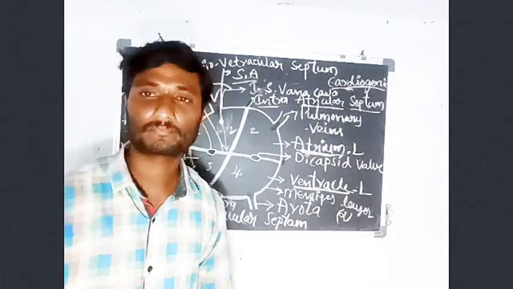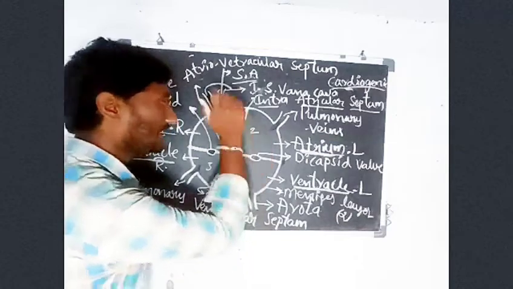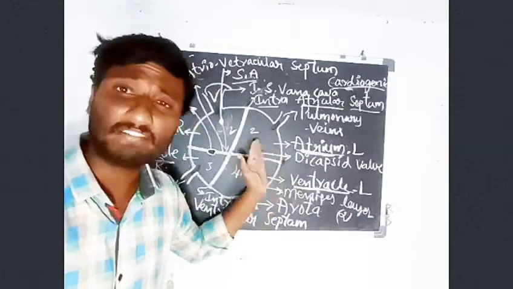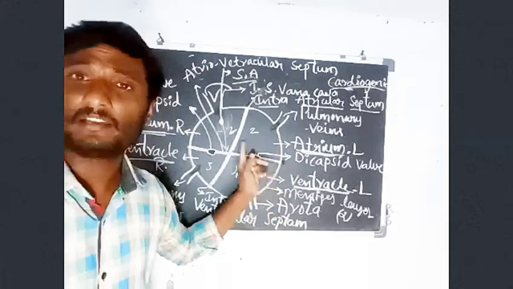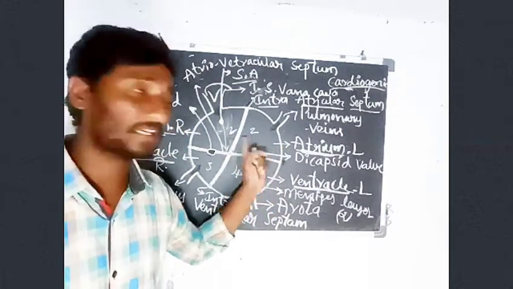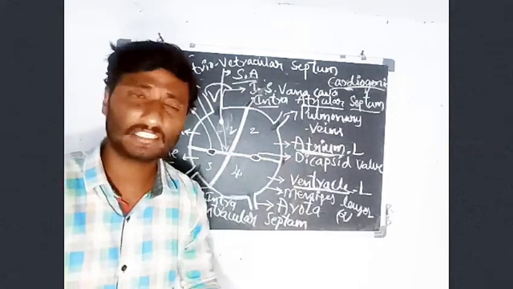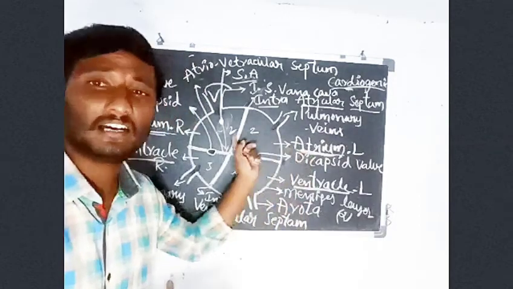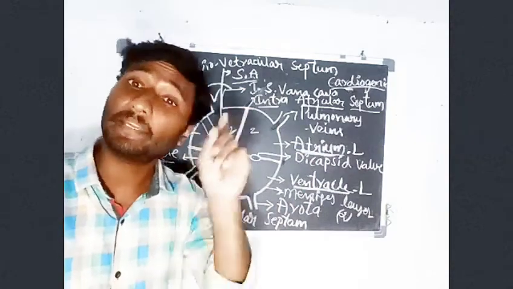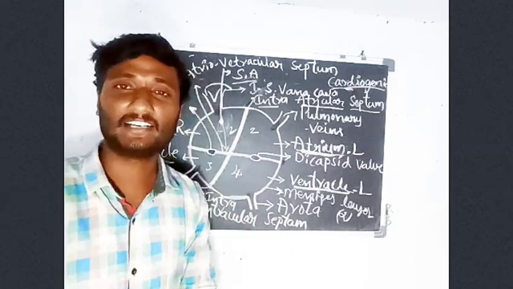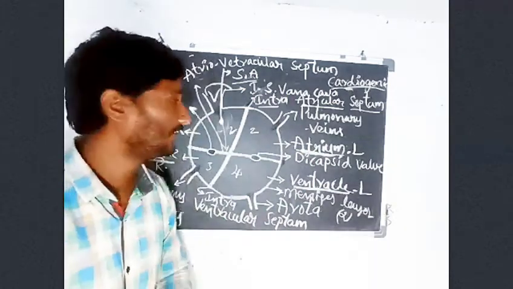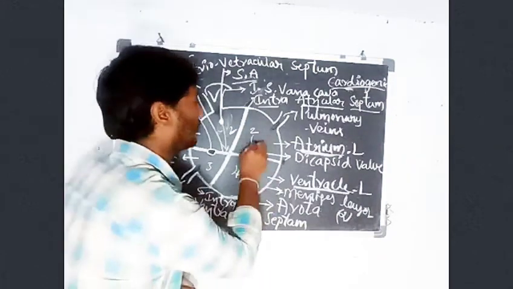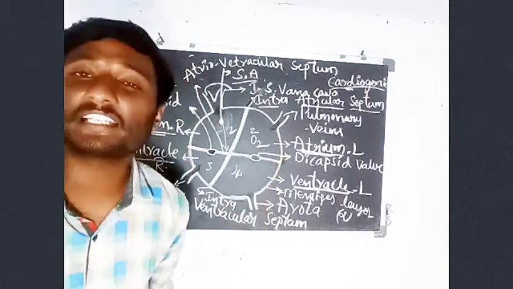Okay? Next, left atrium. I already said that when we are comparing both atriums, the right atrium is bigger than the left atrium. The left atrium will be smaller than the right atrium because it consists of oxygenated blood.